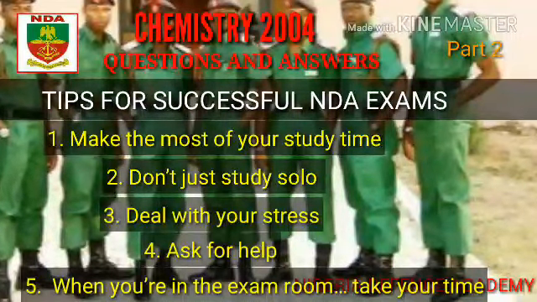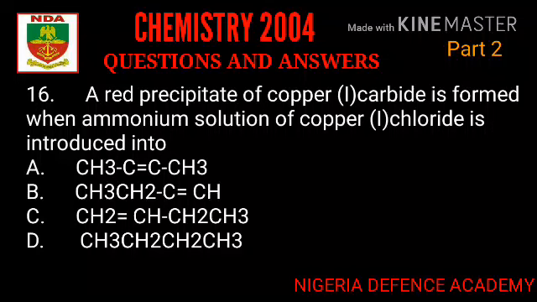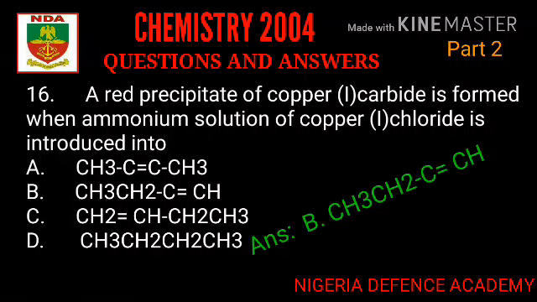Now let's move over to the next question. Question number 16. A red precipitate of copper 1 carbide is formed when the ammoniacal solution of copper 1 chloride is introduced into what? So which of these options is the right answer? Well, I think the right option here is option B. You are right. Option B is the right answer.